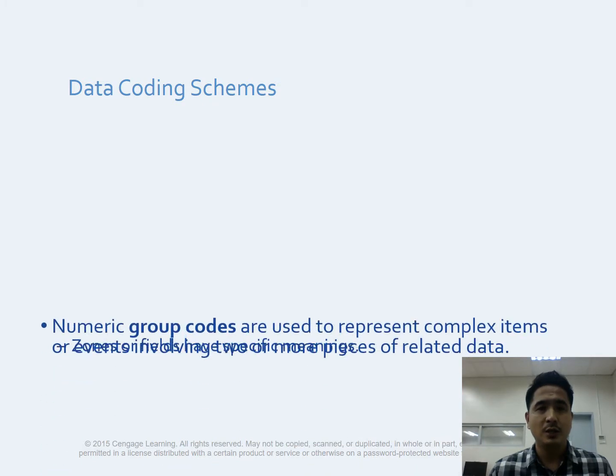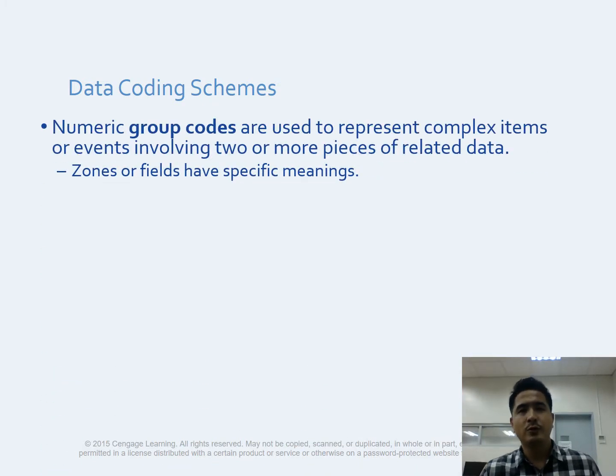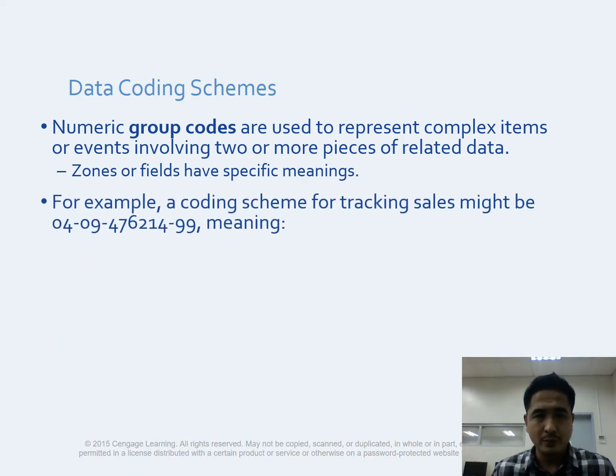The next type of data coding scheme is the group codes. For the group codes, it is a type of scheme in which you can represent complex items pertaining to various related information. Sabi dito, zones or fields have specific meanings. It means that every part of the code has its meaning.